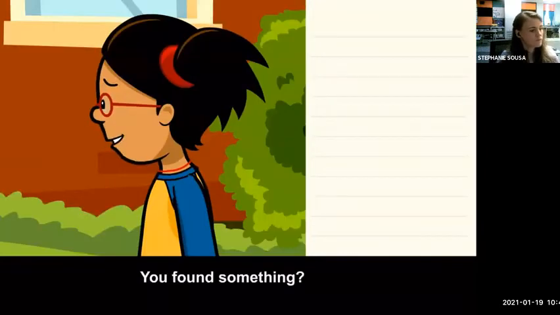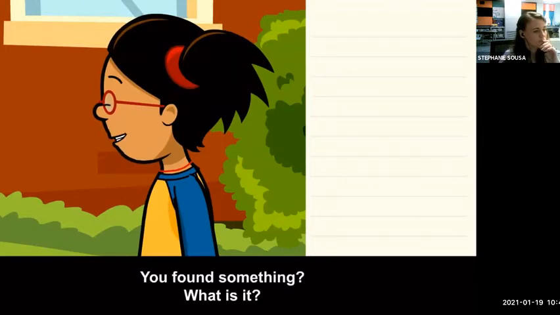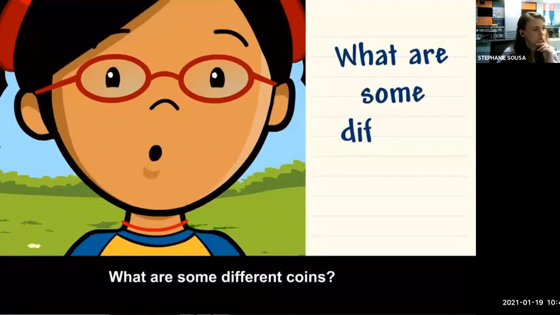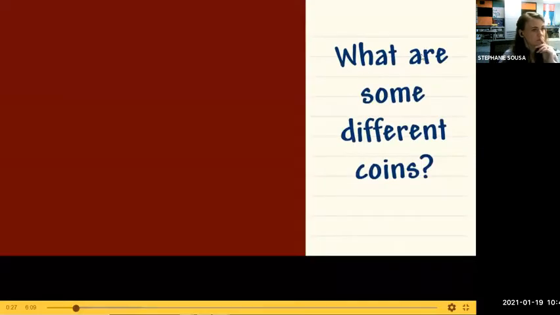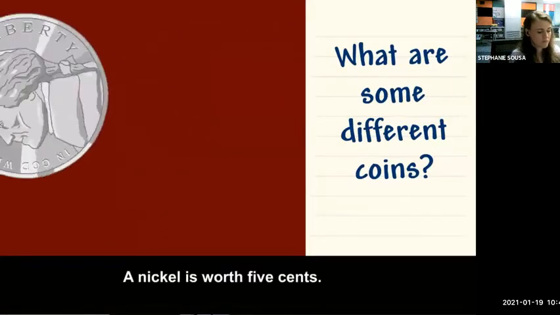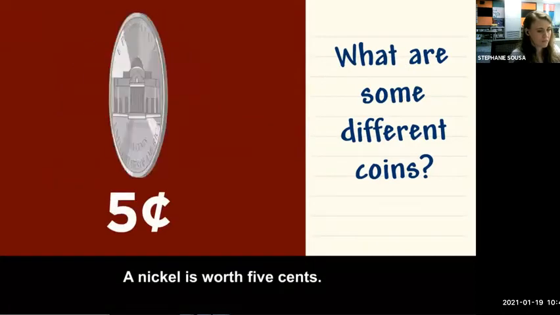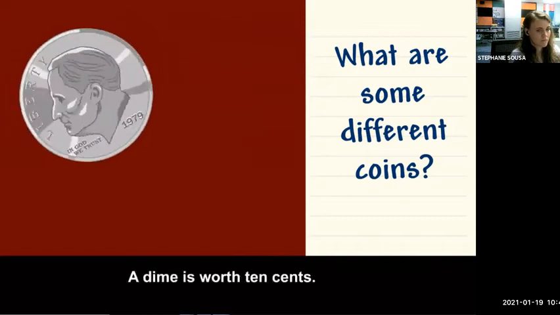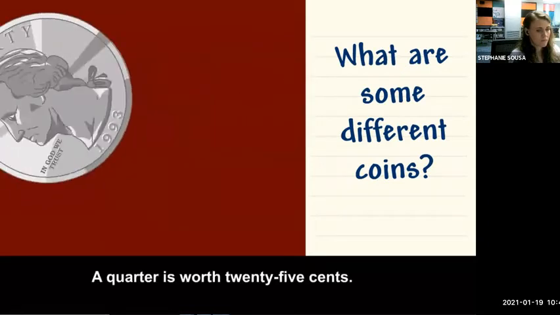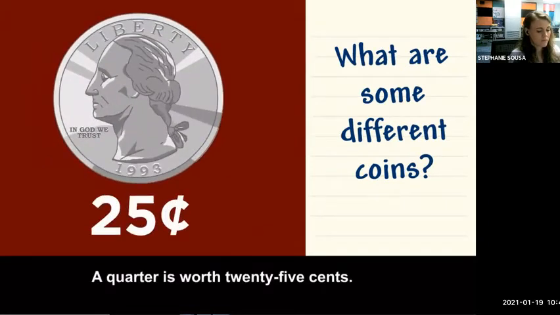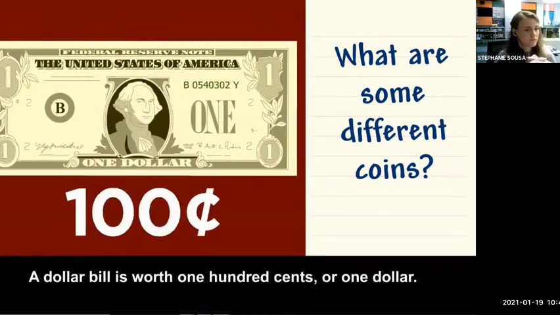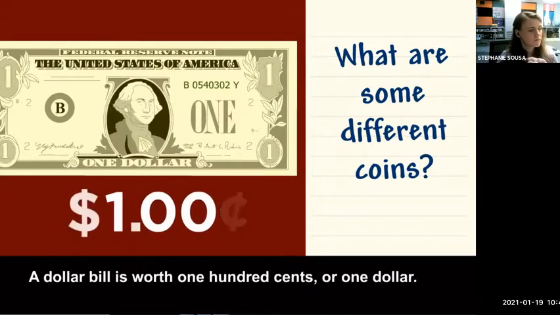You found something? What is it? Cool, a penny. What are some different coins? A penny is worth 1 cent. A nickel is worth 5 cents. A dime is worth 10 cents. A quarter is worth 25 cents. A dollar bill is worth 100 cents or $1.